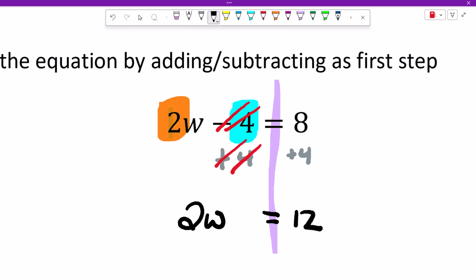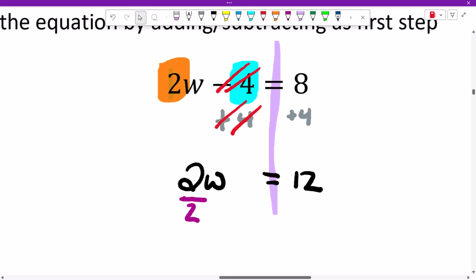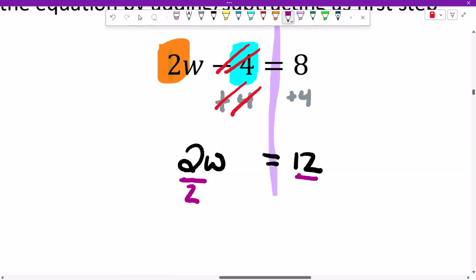So how do we get rid of that 2? Remember, ask yourself the question, what is the math operation between the 2 and the letter? You have to divide, yeah. It's multiplying. So the opposite of multiplying is dividing. And we use fraction lines for dividing. So divide by 2 like that, and divide by 2 like this. And the 2's cancel each other out. They disappear because 2 divided by 2 is 1. We're left with the w. On the other side, 12 divided by 2 is 6.